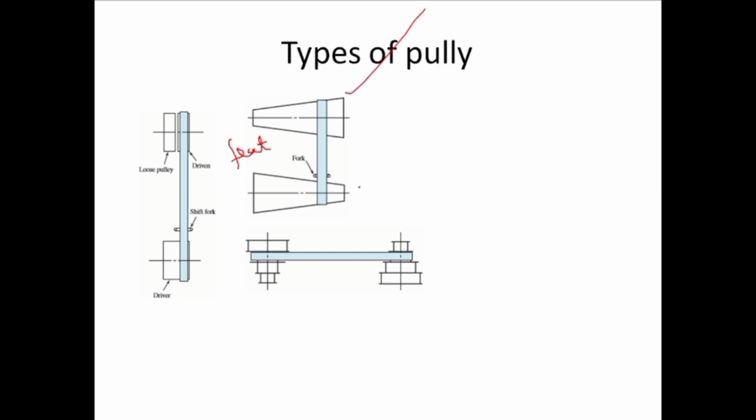Then we have another type of pulley that is same like this, but here we have grooved it. You can see the grooves over here. The diameter is decreasing with each groove. Through this type of pulley we can obtain different rotational motion. We can use these pulleys for V-belts and round belts.